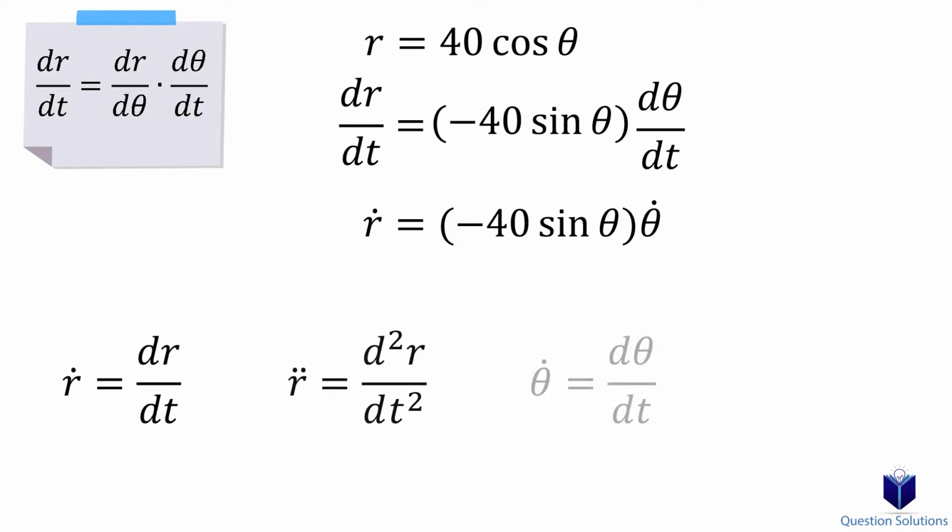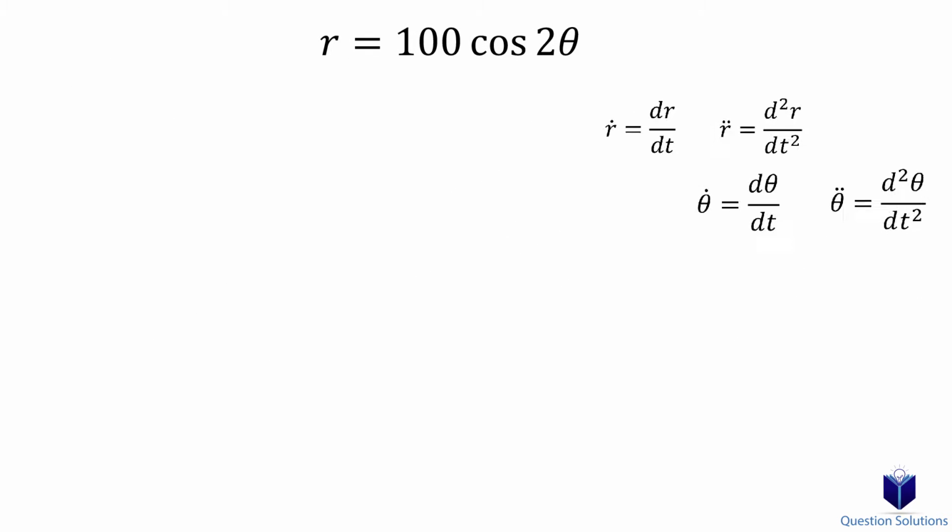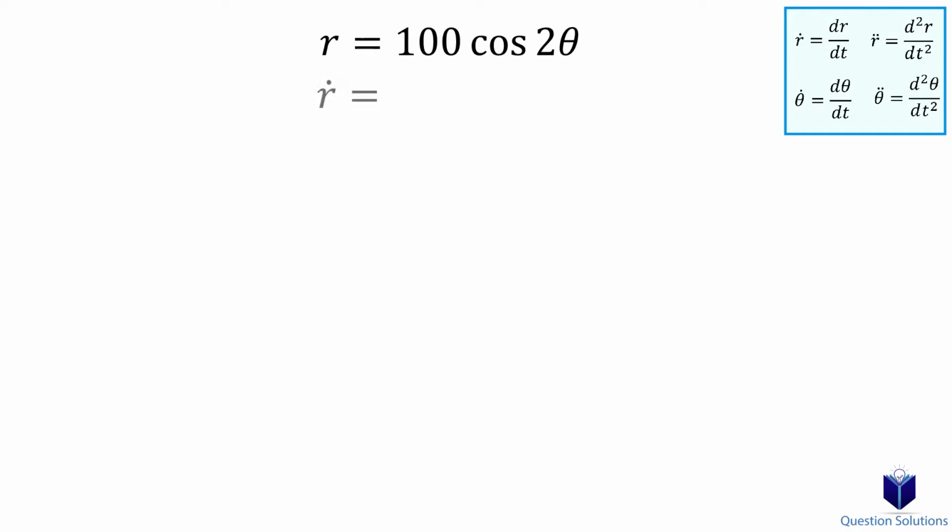This is a recap of what the dots on top mean for r and theta. Doing a few more examples will help you understand this better. Here we have another equation. As before, we take the normal derivative and then multiply it by the time derivative of theta.